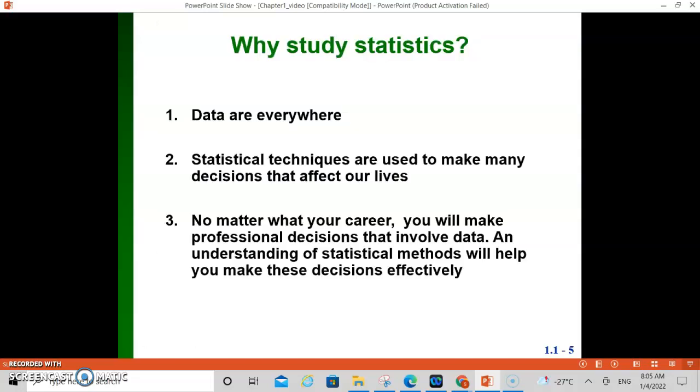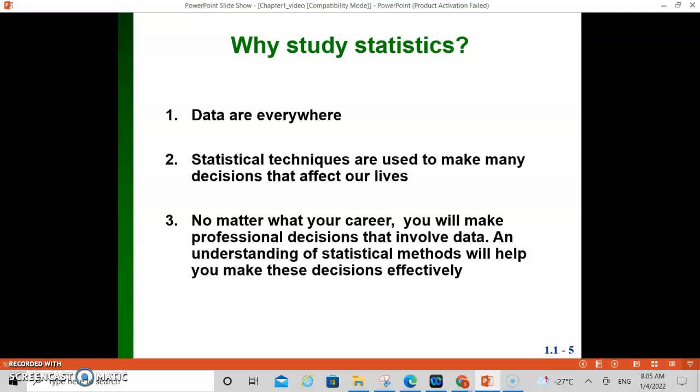Right. The main question here: why do you have to study statistics? The first main reason is that data are everywhere. When it comes to math, science or biology, anywhere you look you have to collect some data. In political science or in stats, we always have to use data. Sometimes statistical techniques are used to make many decisions that affect our lives.